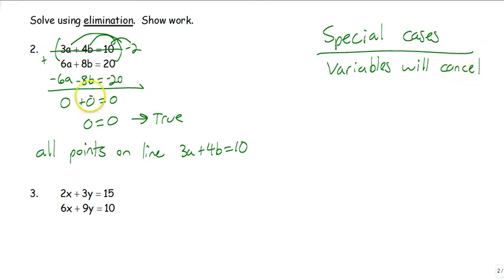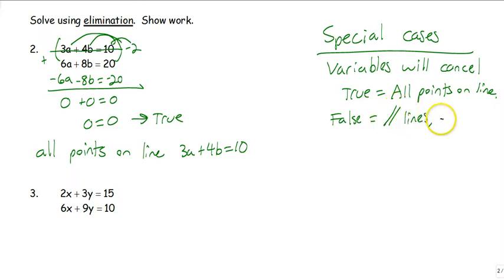For example, in this equation here, my a's and b's were gone, and also the numbers. So your variables will cancel, and then if you have a true statement when that happens, like we did in number 1, the answer is all points on the line. And if you have a false statement, that means you have parallel lines and no solution.